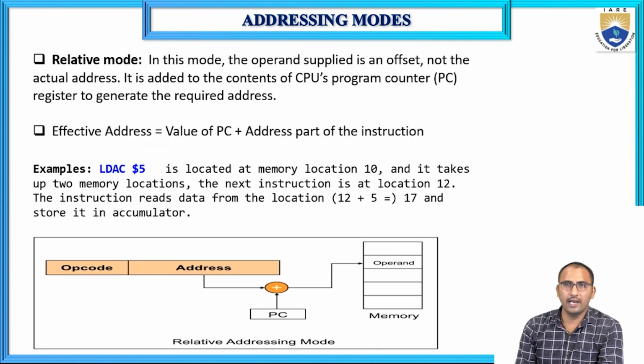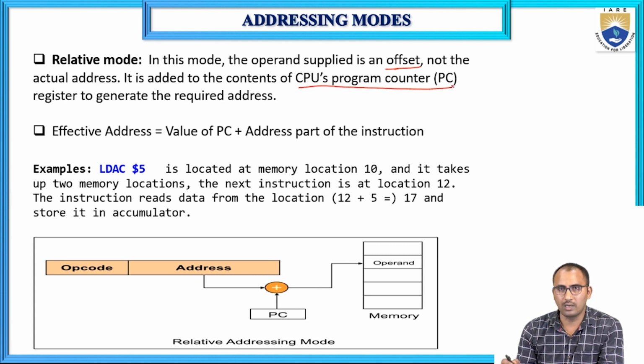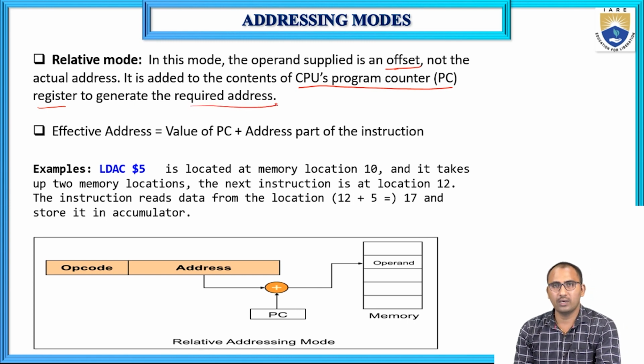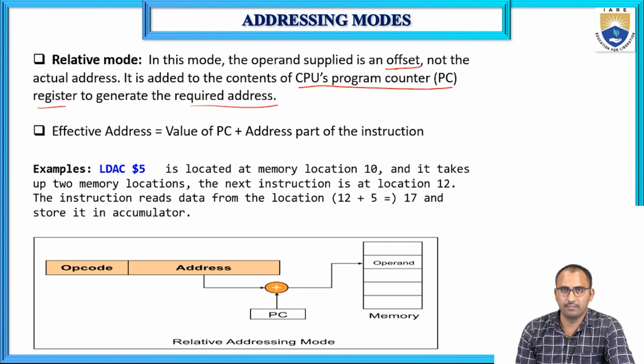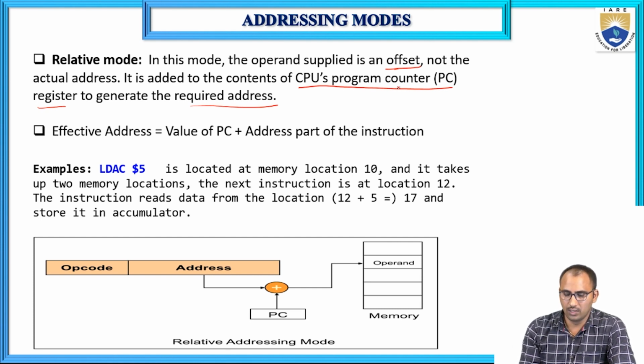And coming to the relative mode. In this relative mode, the operand supplied is an offset. Offset is nothing but a group of 2 or more addresses, not the actual address. So it is added to the contents of the CPU's program counter register to generate the required address. So we need to calculate the effective address here using the offset address. How can we calculate the effective address? By adding the value of the program counter with the address part of the instruction.